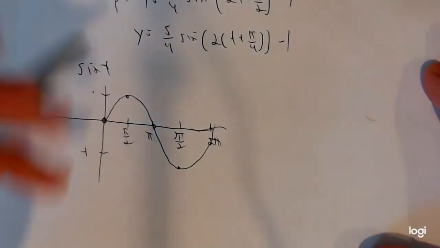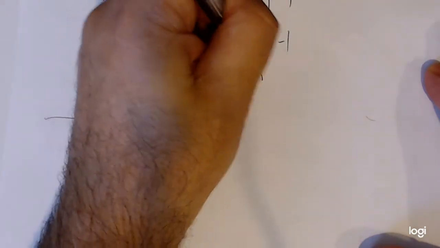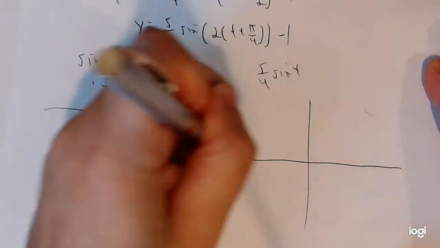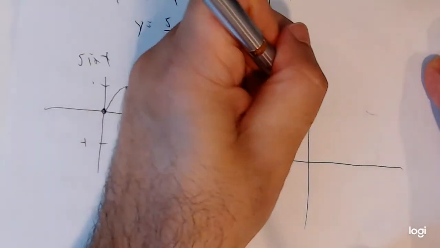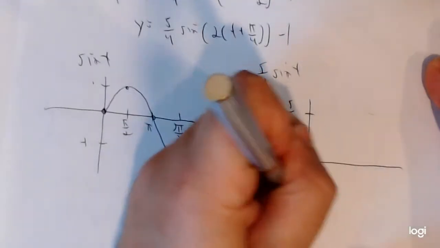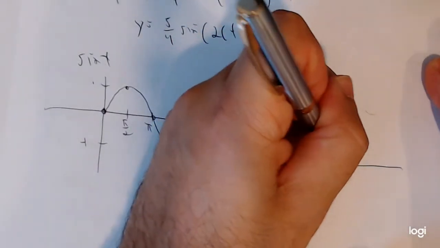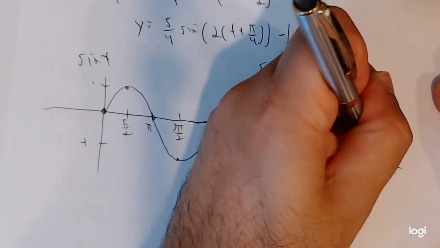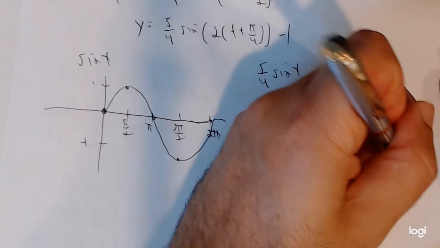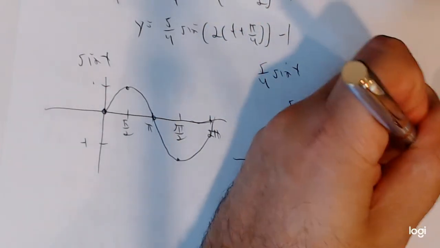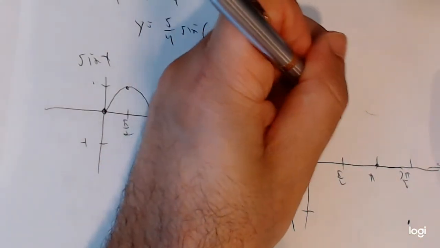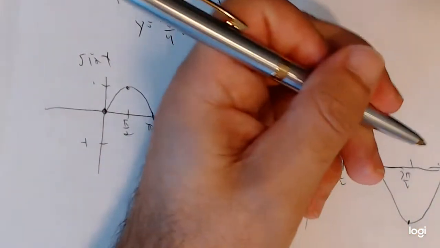And then we take 5 over 4 sine of t, which just means multiply your y values by 5 over 4. So it'll be 0, pi over 2 will be 5 over 4, pi will be 0, 3 pi over 2 will be negative 5 over 4, 2 pi will be 0. So there's one period of that.